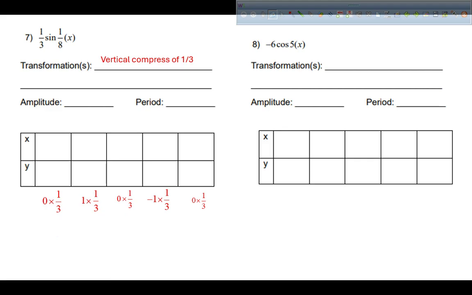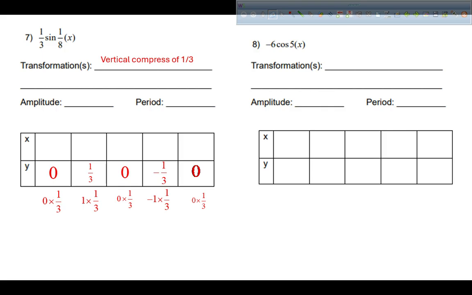Are we going to memorize those values? Yeah. The 1, 0, the critical values, you don't have to. You can put them in your calculator. Like if you put sine of x in your calculator and go to the table, you can see them that way. Everybody okay with the vertical part?